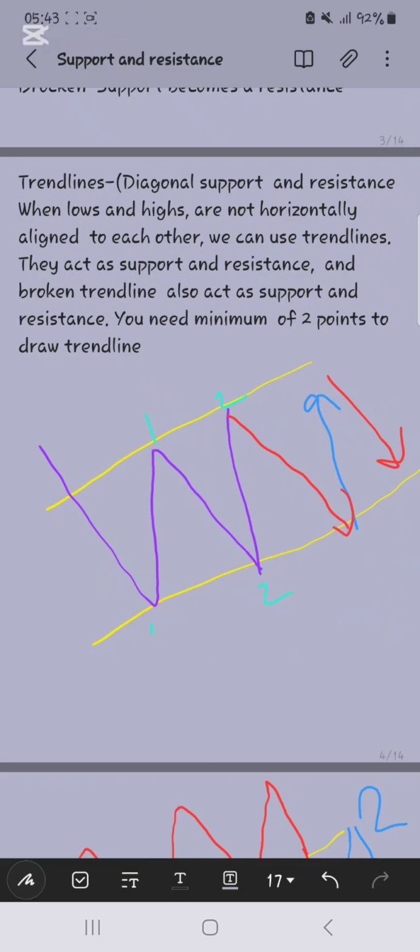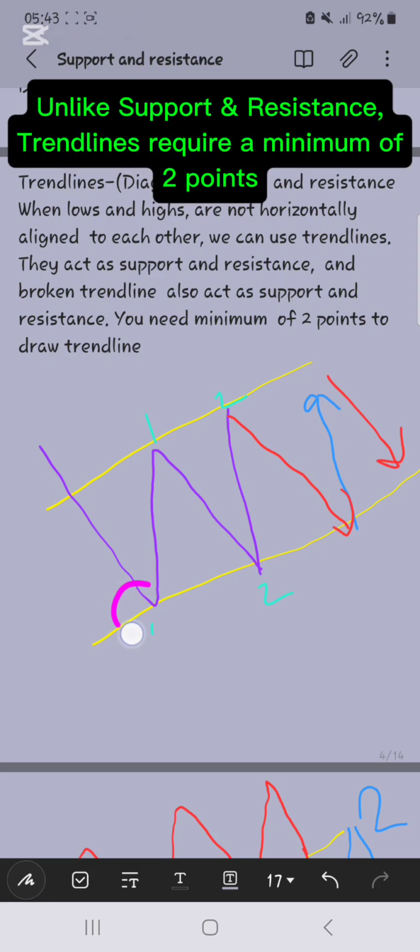When you are approaching the area of interest from above, we anticipate to buy over here. And the same thing when we're approaching the area of interest from below, we're anticipating to sell. The same concept still remains. But the difference between a support and resistance and a trend line is this: in order for you to draw a trend line, you need a minimum of at least 2 points.